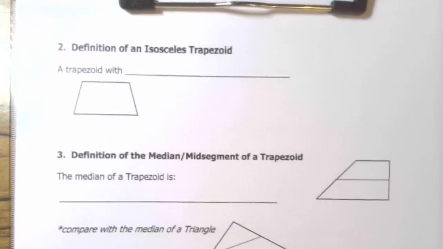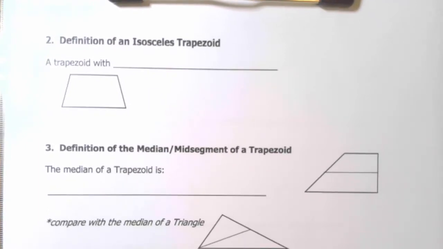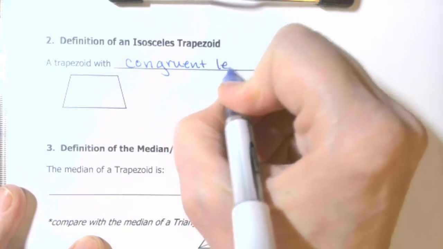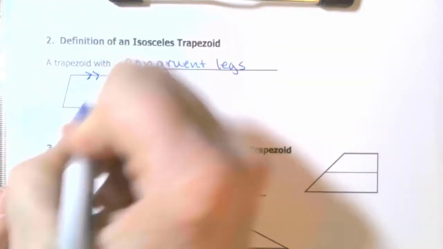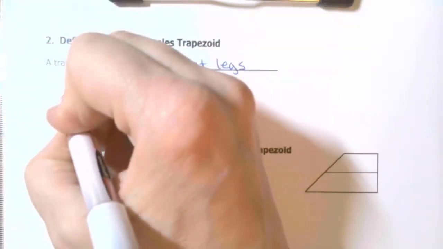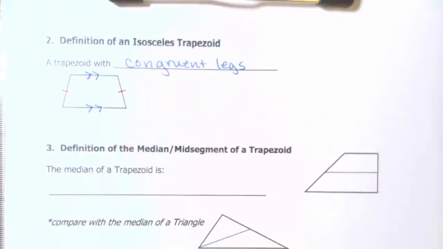Okay, number 2, the definition of an isosceles trapezoid. Well, if you remember, isosceles triangle means two sides of the triangle are the same. In the case of a trapezoid, it is a trapezoid with congruent legs. So remember that in a trapezoid, you have one pair of parallel sides, and then the ones that are not parallel are the legs. So in this case, if it's isosceles, the left and the right leg are congruent. That's what makes it isosceles.